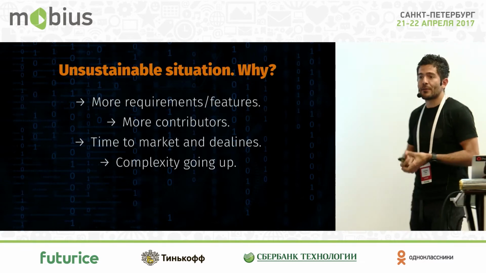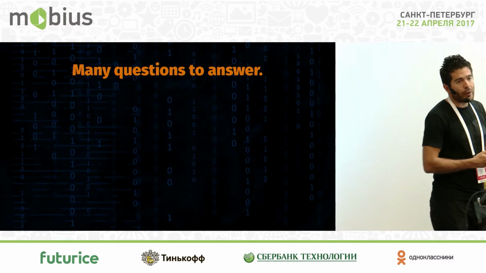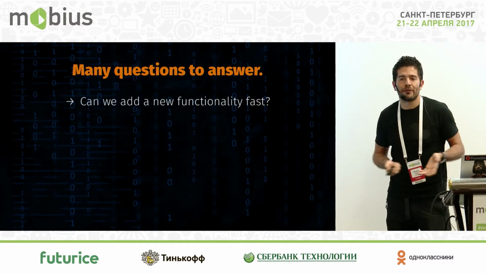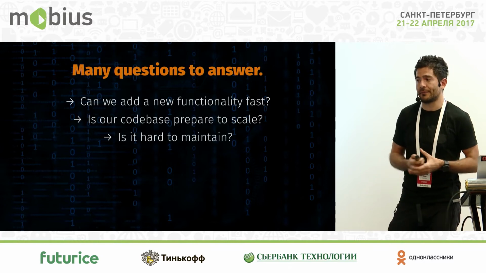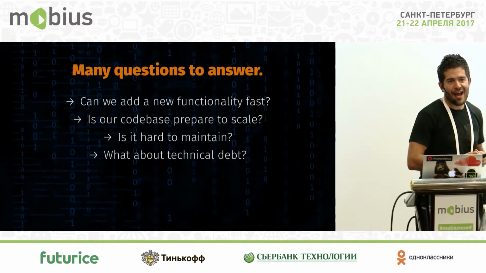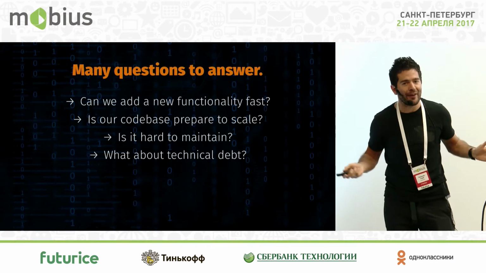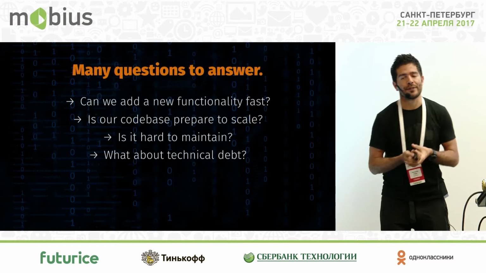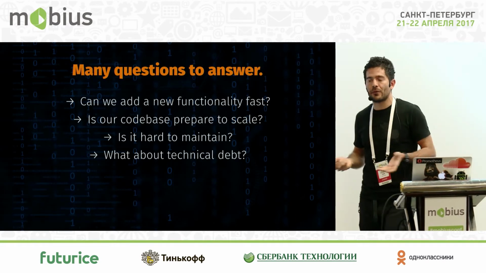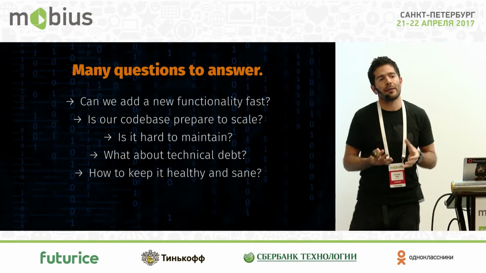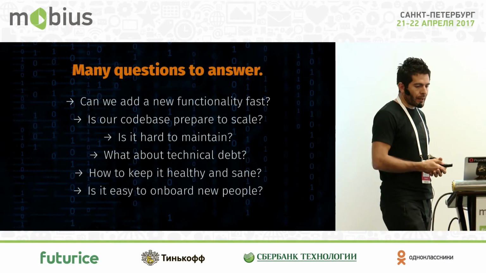And of course, the more features you develop, the more the complexity goes up. So there's a lot of questions to answer here. Can we add a functionality super fast? Are we prepared to scale? Is it tough to maintain? What about technical debt? Because I'm not going to believe that here someone doesn't have technical debt or legacy code. We all have that. We have a lot of code. I'm going to show you some production code, which is super legacy. And we try to do things in a good way. And the question is how we can keep that code base healthy and clean, because we need to constantly improve it.